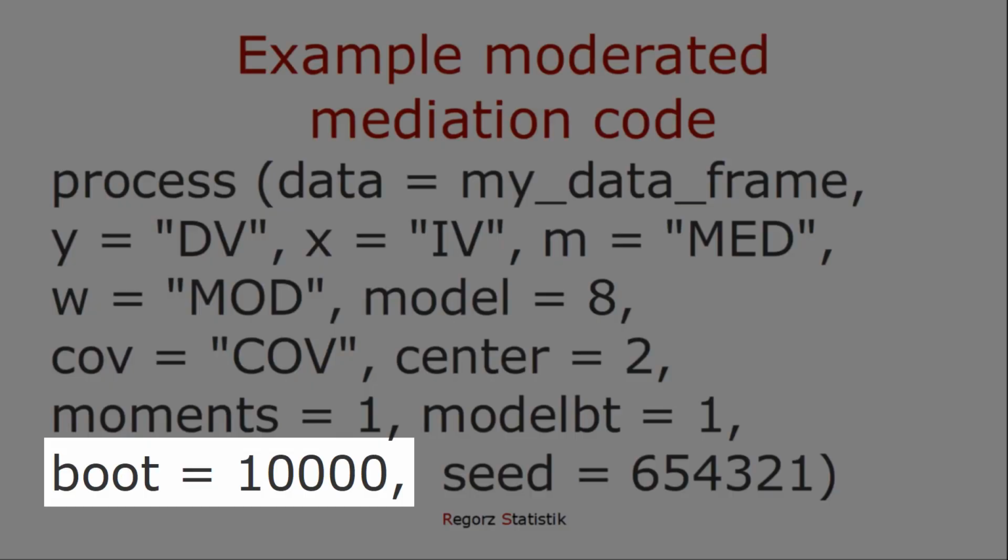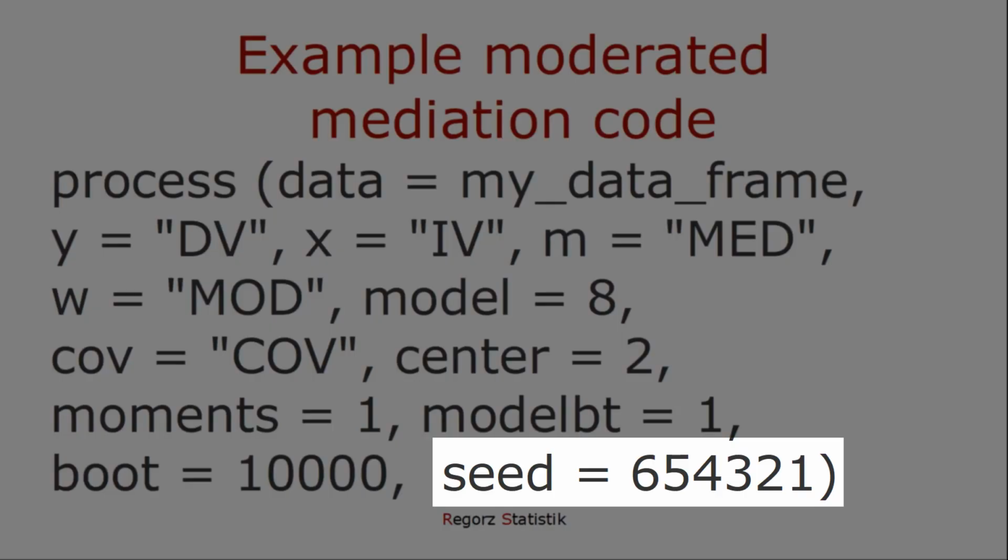I'd like to increase the number of bootstrap samples to 10,000, and I'd like to provide a seed value for the random numbers generator. Bootstrapping is a random process, so each time you use process with the same data, for the bootstrap results you will get slightly different numbers, that is slightly different limits of the confidence intervals. If you want to get the exact same results each time, then you can set a seed value. It doesn't have to be this number. As far as I know, it could be any positive integer number.